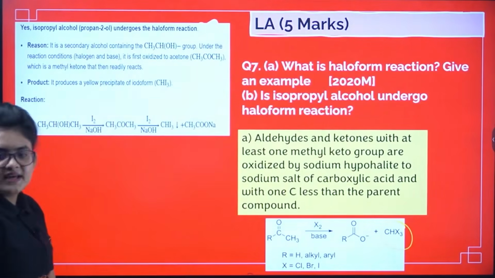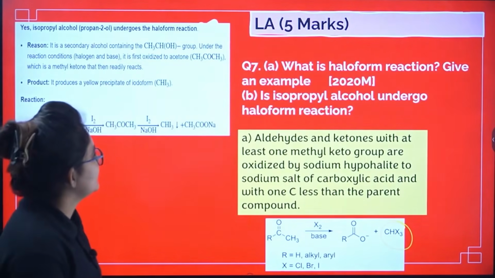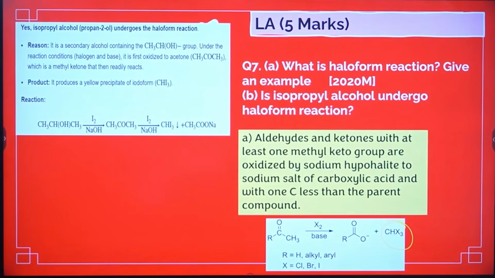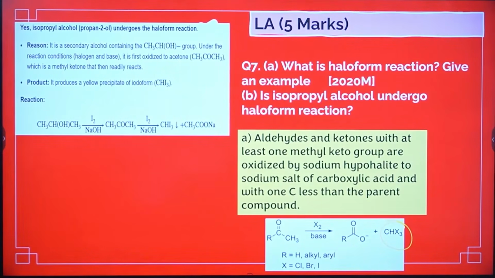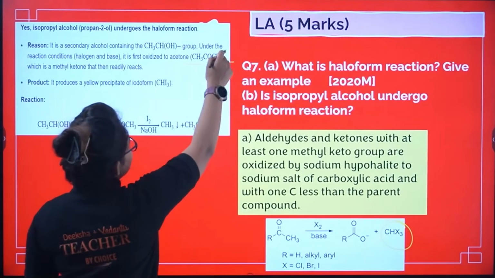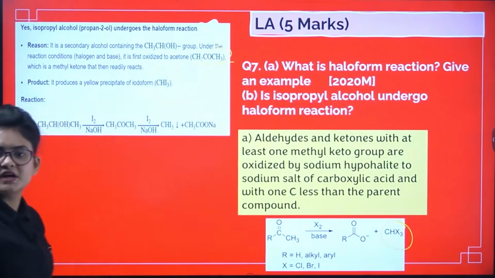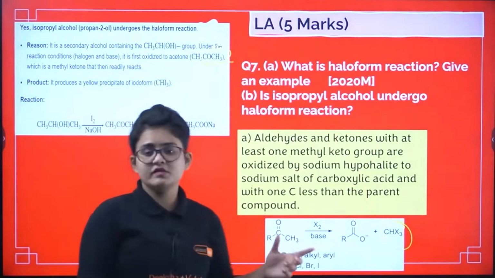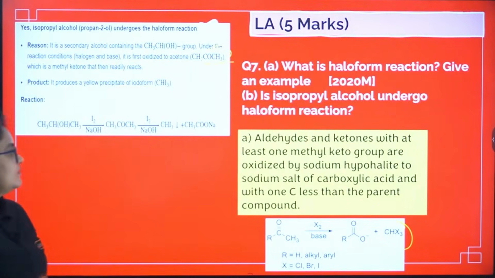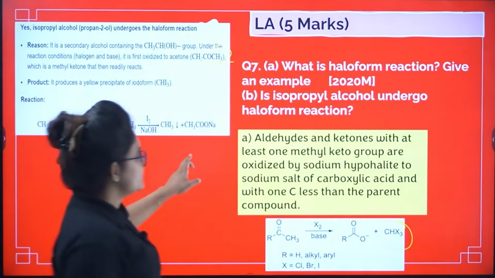So next question was, does isopropyl alcohol undergo haloform reaction or not? Yes, definitely it will undergo haloform reaction. Why? Because it is a secondary alcohol, under reaction condition it will first oxidize to ketone. If it gets oxidized to ketone, then you can see one methyl ketone unit is present over here. So if a methyl ketone unit is present, then definitely it will give you the haloform positive test. Okay, let's proceed.